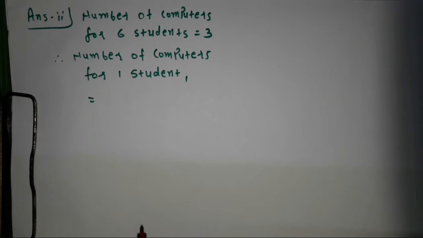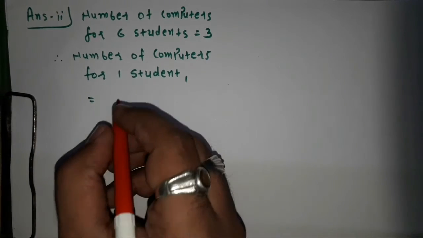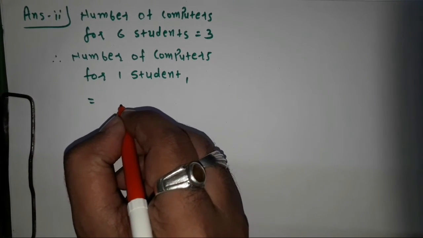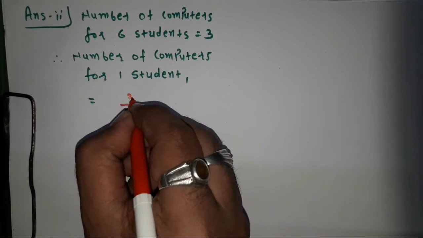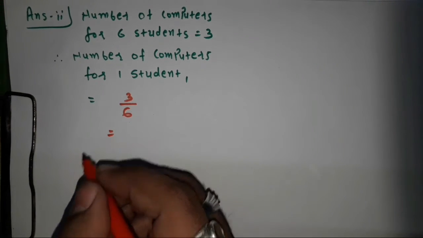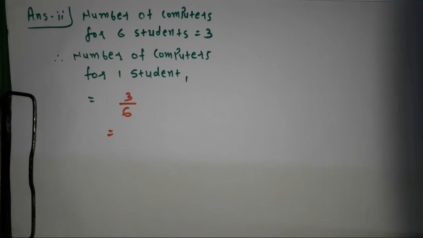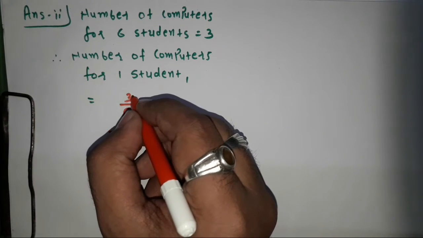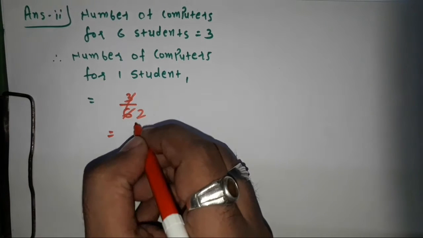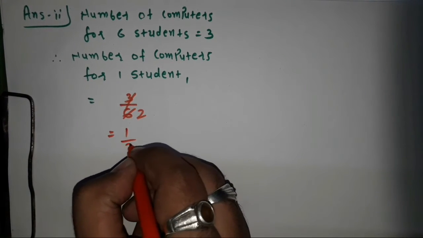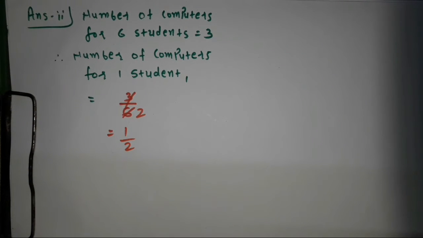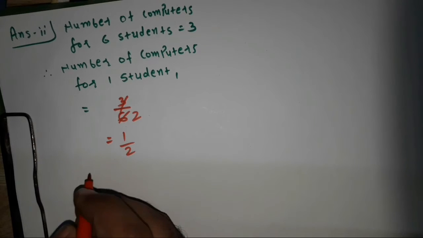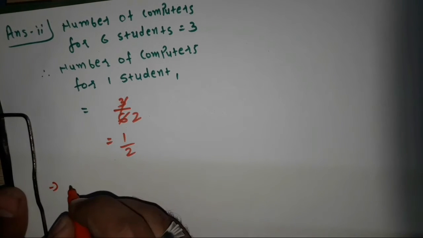So for that, as I showed you with the example, for 6 students, 3 computers are there. If I divide 3 by 6, I will get how many computers are required for one student. Three 2s are 6, but it is division, so my answer will be 1 upon 2. So 1 upon 2 computers are required for one student. Now for 24 students, how many computers are required?